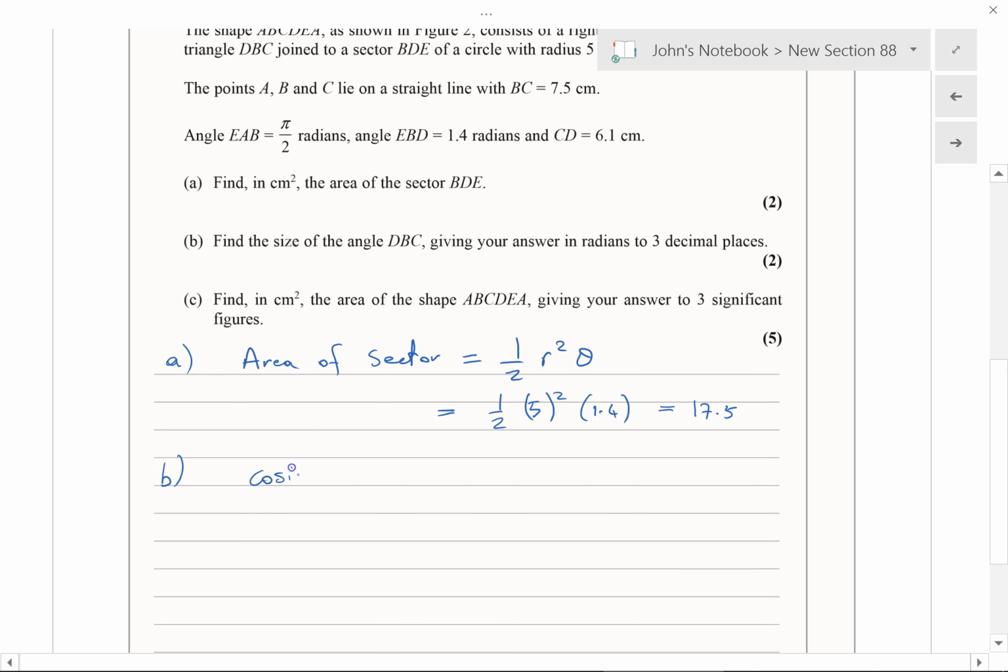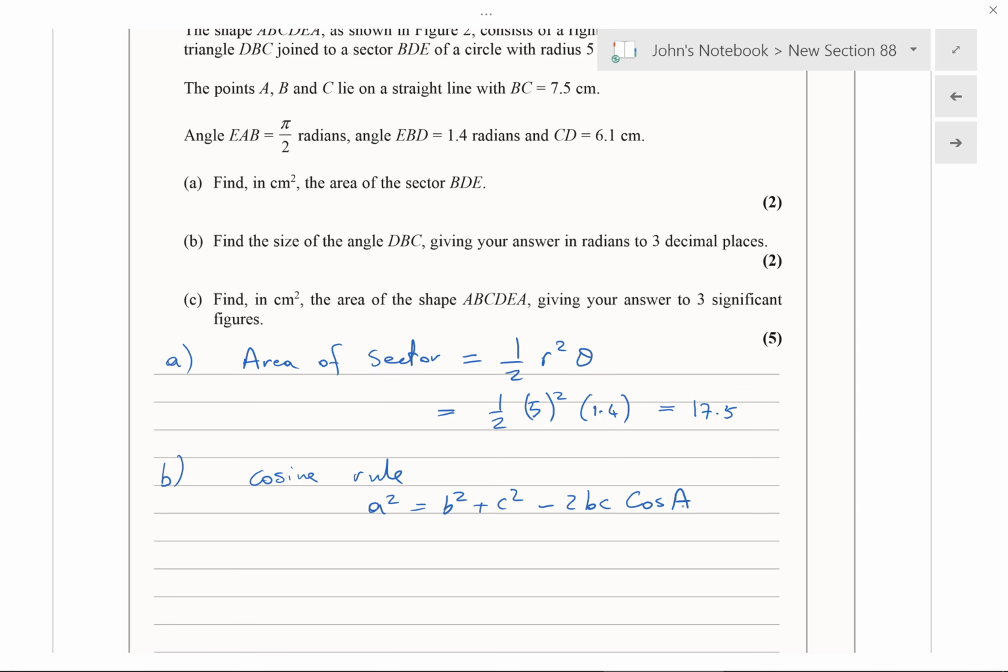The cosine rule is only given in this form: a squared is equal to b squared plus c squared minus 2bc cos A. Not sine A, cos A. That's why it's called the cosine rule.